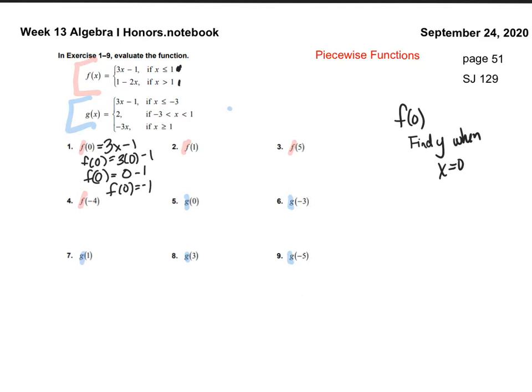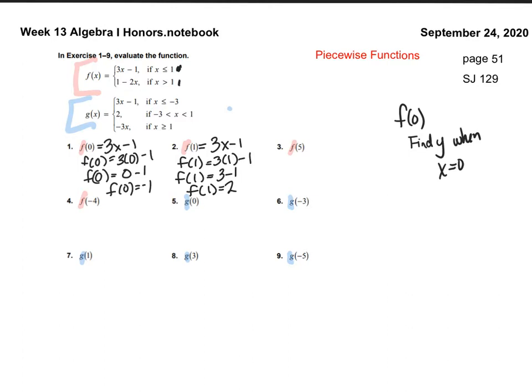For the next one, 1, I'm still using the f of x function. Where would 1 fall? Is 1 less than or equal to 1, or is 1 greater than 1? Well, hopefully you realize 1 is less than or equal to 1. So I'm going to use that top expression, 3x minus 1. I'm going to substitute 1 in there. 3 times 1 is 3 minus 1. f of 1 is 2. That says y is 2 when x is 1.